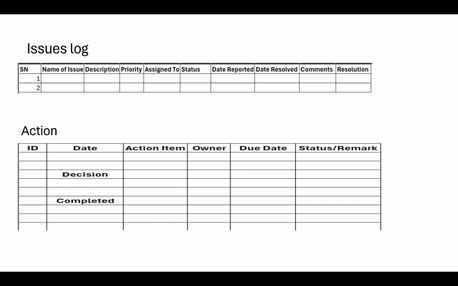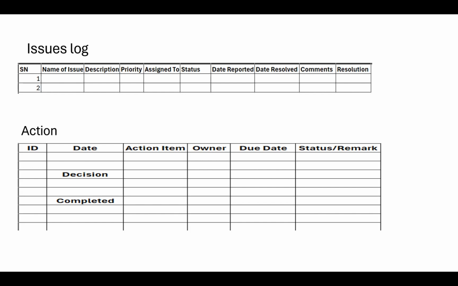So you note them down. The date, you write the date. What is the action? Delivery of 10 iPads. Who is the owner? Mr. B is the one delivering it. When is he supposed to do it? So and so date.